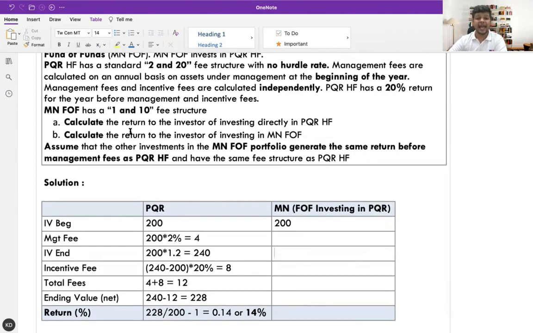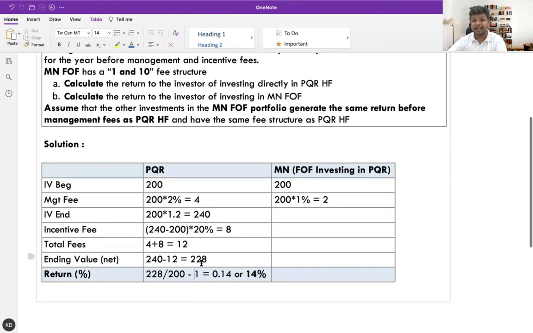But now what about MN? MN has a 1% management fee and a 10% incentive fee structure. So how much is the management fee of MN? 200 into 1%, right? So I'll be paying $2 in MN fund of fund. And 10% on incentive, right? What is the ending value of MN fund? Very important. MN fund is investing in PQR. So how much will MN get at the end? It will get 228. Are you getting it?